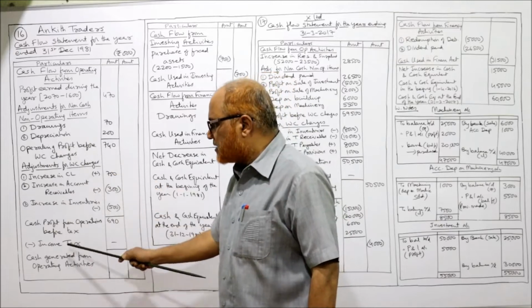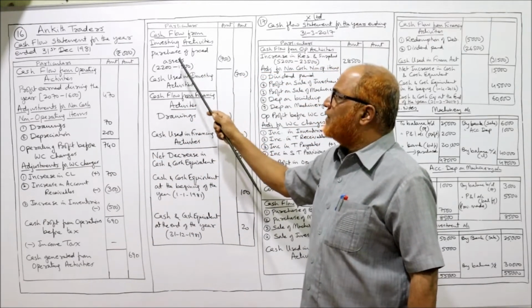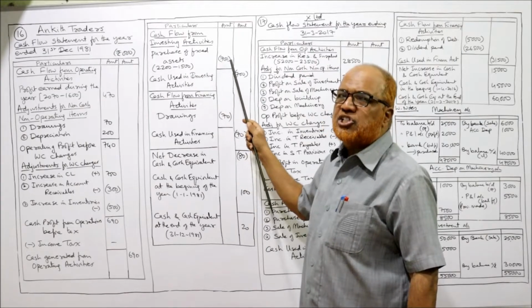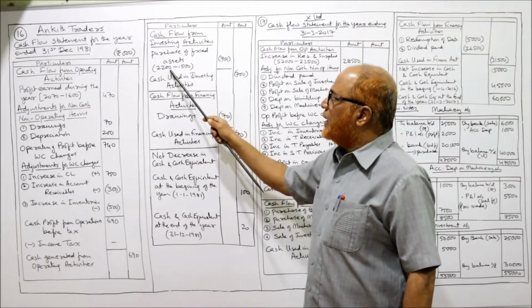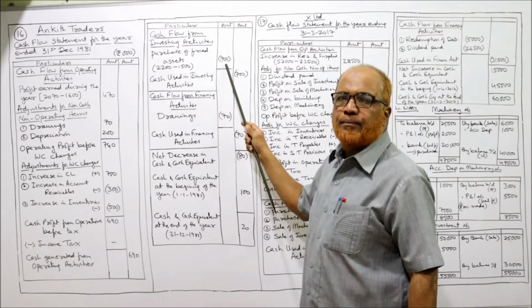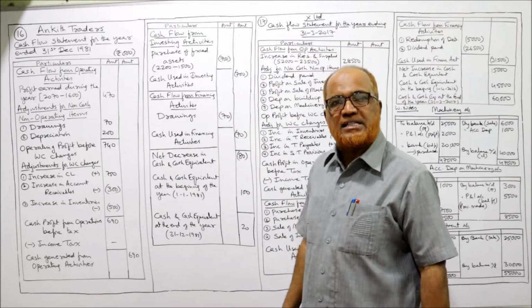So under investing activity, you can see here, purchase of fixed assets 7 lakh. 3 zeros are omitted. So after omitting 3 zeros, 700. So 22 lakh minus 15 lakh, 700. 7 lakh rupees are the cash outflow for the purchase of asset.